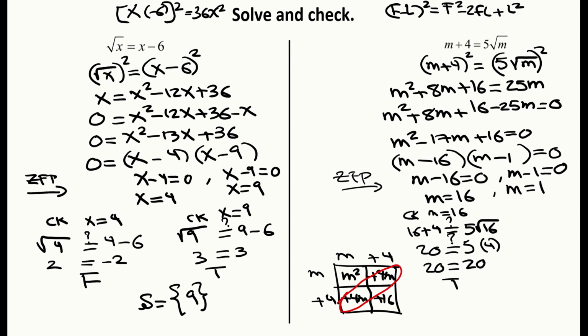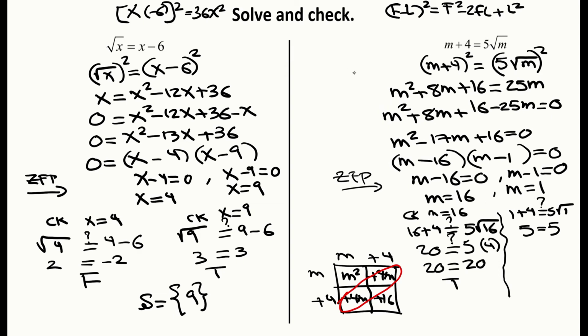It works. Now we're going to go ahead and check m equals 1. So we get 1 plus 4. And we're trying to see if that's the same as, always go to the original equation, 5 times the square root of 1. On the left side we have 5, and on the right side we have 5 times the square root of 1, which is 1, and of course that's 5. So that was a quick check, and it works out too. So this time we actually have two solutions. They're both going to work.